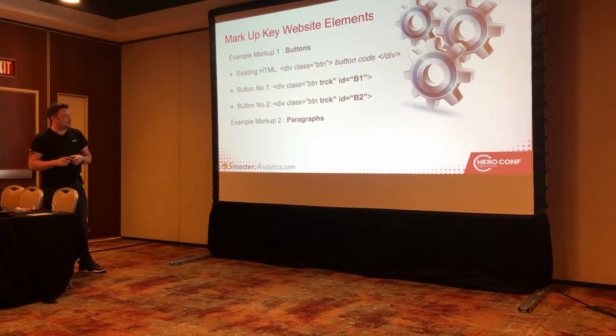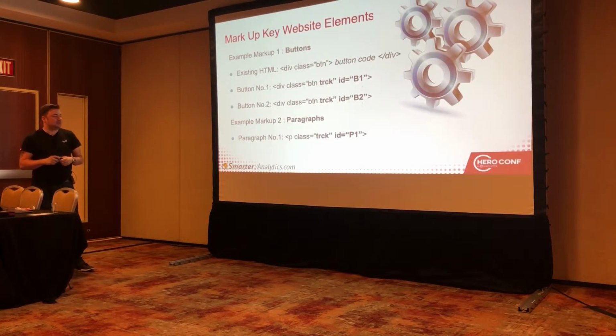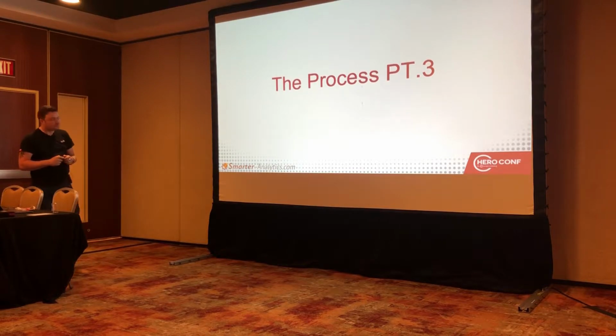Paragraphs. You might go paragraph number 1. There's no class in there to begin with, so it would just be class equals TRCK, and then the ID would be P1. Everyone clear on that? Yeah, easy, right? It's the easy step. Okay, brilliant.